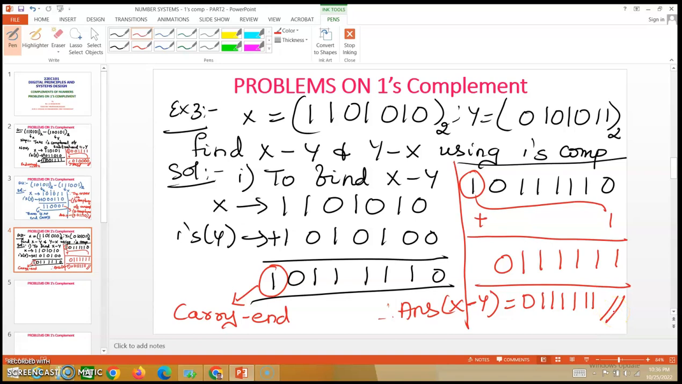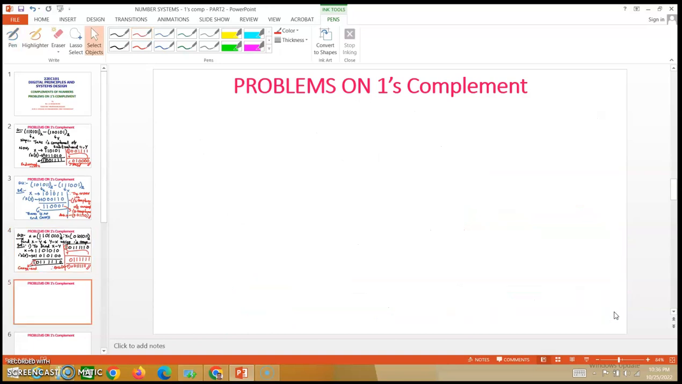Now similarly y minus x. So what is y minus x actually? Y minus x is nothing but the negative of the answer, right? Now let me check. So the second part is to find y minus x.